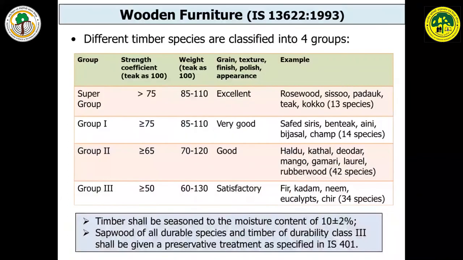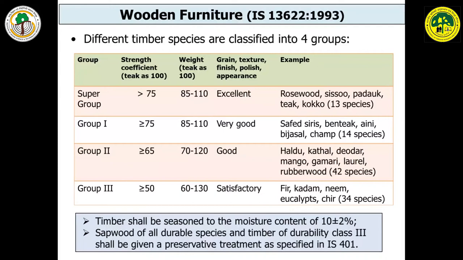So that particular IS is being used for knowing which wood is good for what applications. Like here for furniture, as per the Indian standard 13622, different woods can be classified into different groups. One is called super group, then group 1, group 2, group 3, depending upon the strength coefficient. When teak is taken as 100, the super group has a strength coefficient greater than 75, and weight is between 85 to 110.